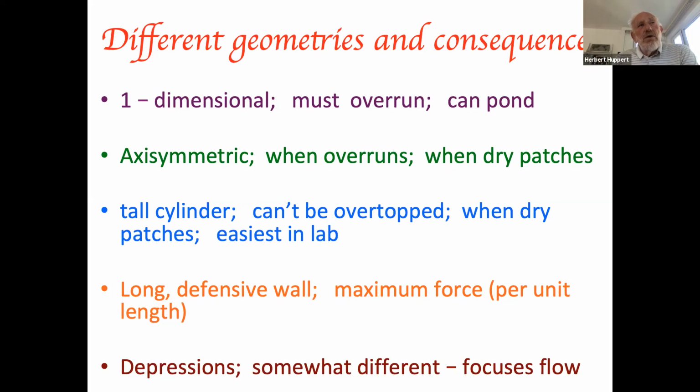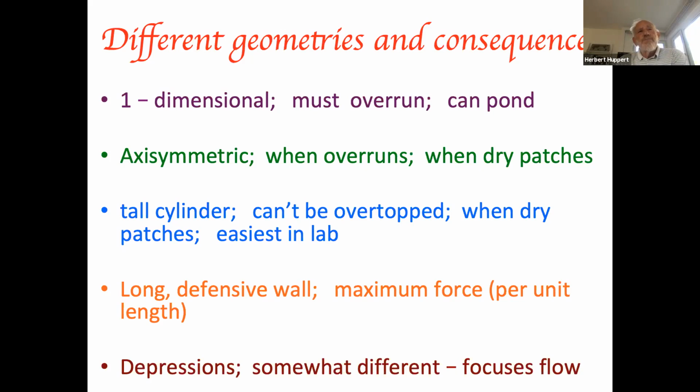Then we'll look at axisymmetric, rather simplified topography. When does it overrun? When does it go around? And when does it form dry patches? As we'll see, it's possible for areas of the ground not to be affected by lava. And so if it's a topography, that's where you're safe. But if it's a house, that's where you might run out and find out where again you'll be safe, which would be worthwhile.